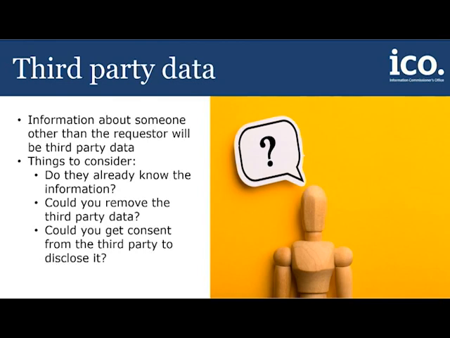If seeking consent isn't appropriate, or the third party refuses consent, you'll need to decide whether it would be reasonable to disclose it anyway. You should think about the type of information you'd be disclosing and the circumstances in play, whether you owe the third party a duty of confidentiality, and whether you've managed to ask for consent and if the third party has refused this.